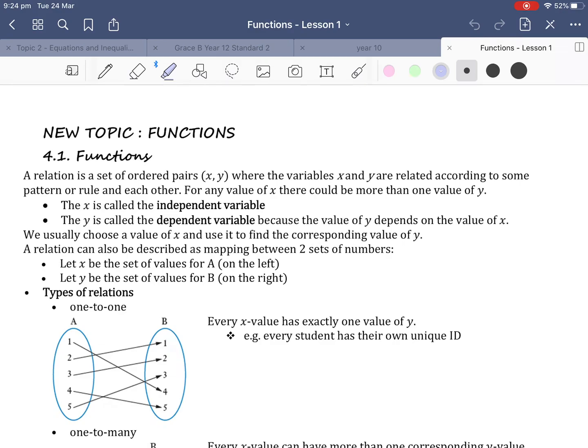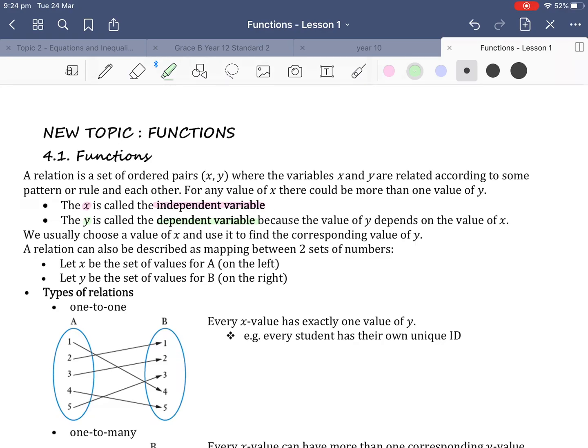So a relation is a set of ordered pairs x, y, where the variables x and y are related according to some pattern or rule and each other. For any value of x, there could be more than one value of y. The x is called the independent variable. So our x is called the independent variable, and the y is called the dependent variable, because the value of y depends on the value of x.